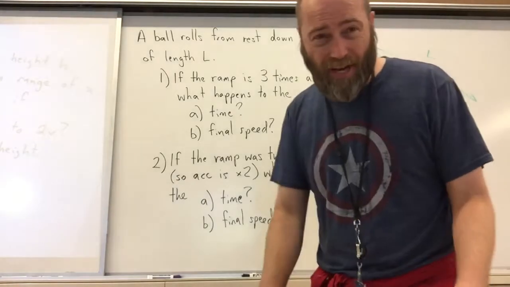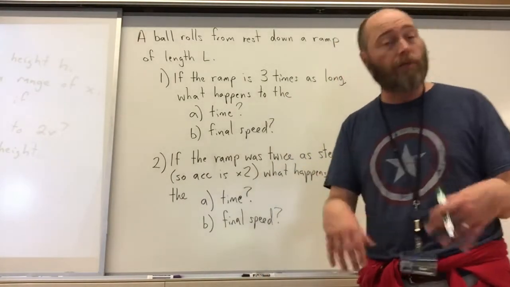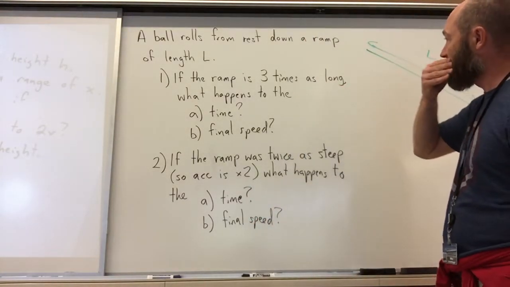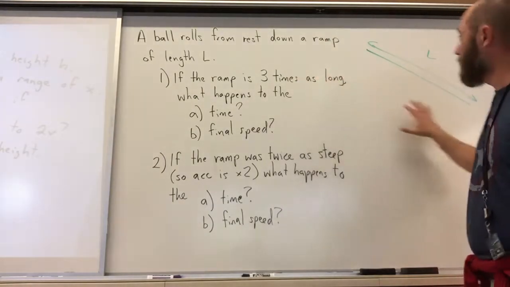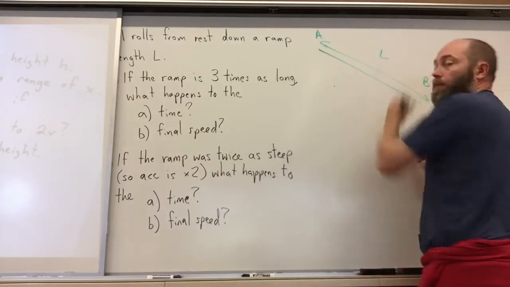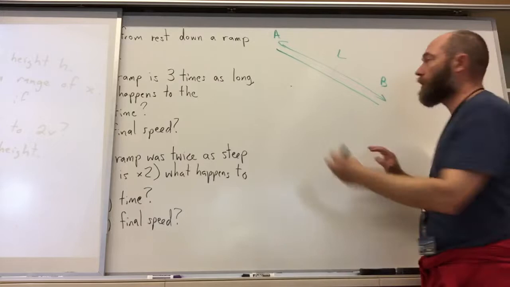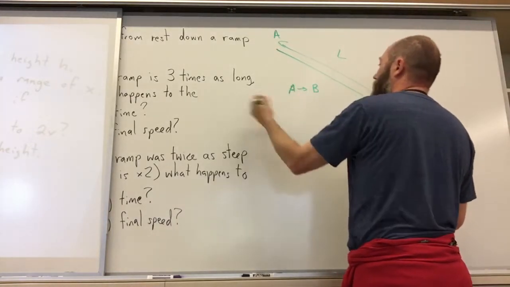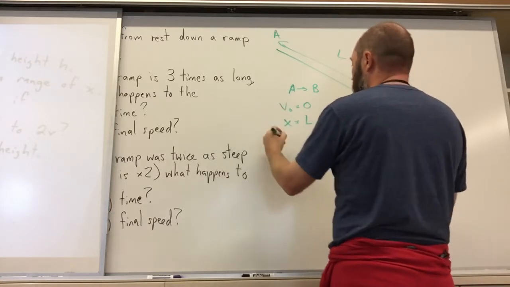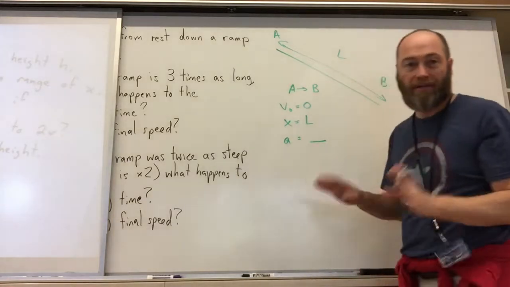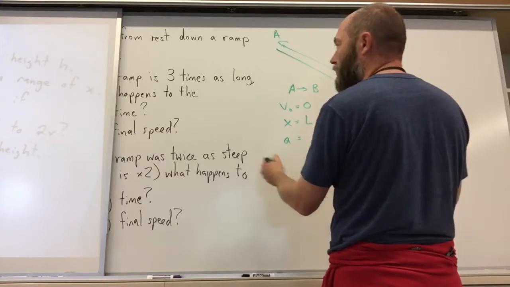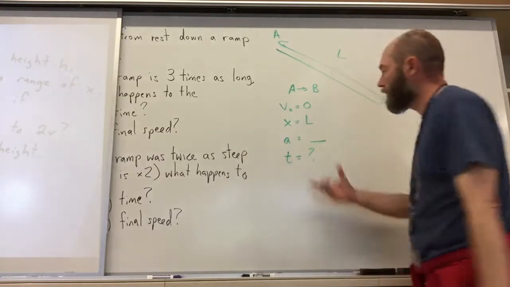I want to show you guys a different thought process other than the one that was on the other video, just so you have a different way to approach this, okay? If I call this A and this B, going from A to B, my initial velocity is 0, my displacement is L, and my acceleration is some constant number, since it's the same ramp. I'm looking at time, so time equals question mark.